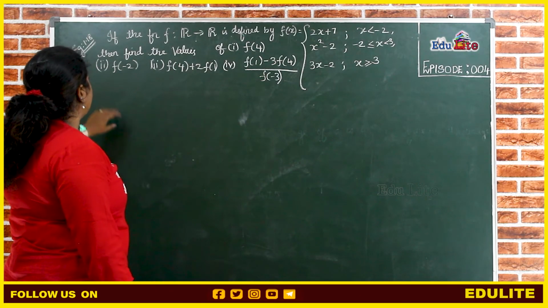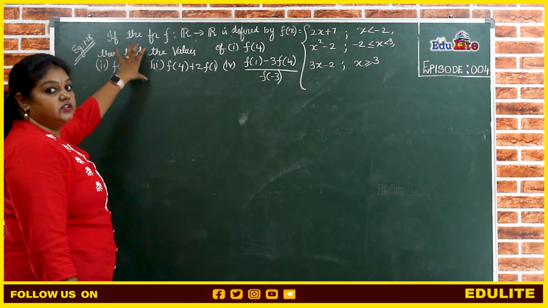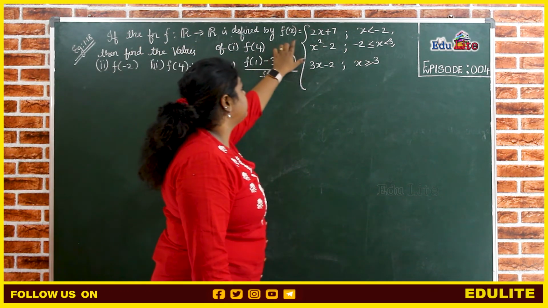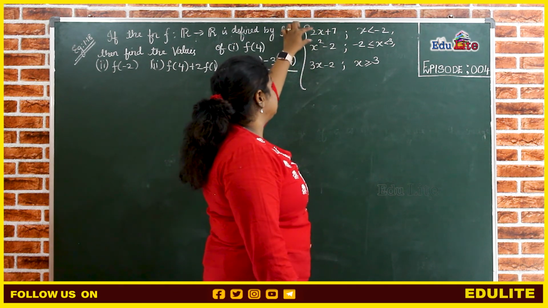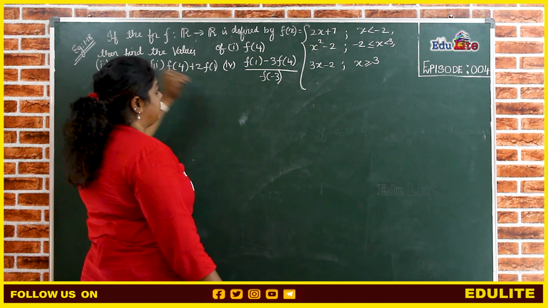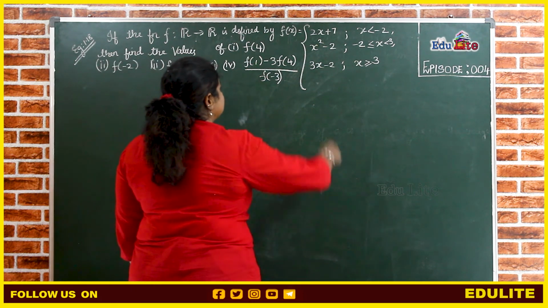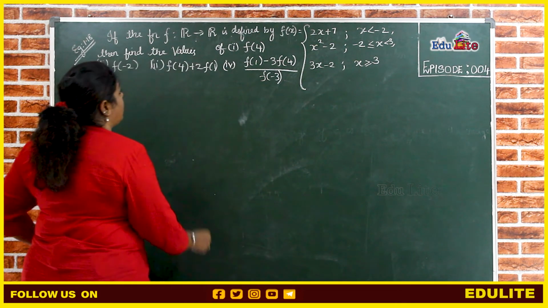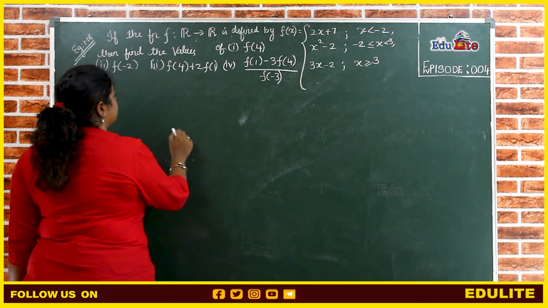Next is example 1.18. In this, f is a mapping from R to R defined by f(x) equal to, it is categorized into 3 types, and we have to find the values of these 4 subdivisions. What I am going to do is, f(x) is given in 3 categorizations. First I will plot it in a graph, then we will move on to the problem.